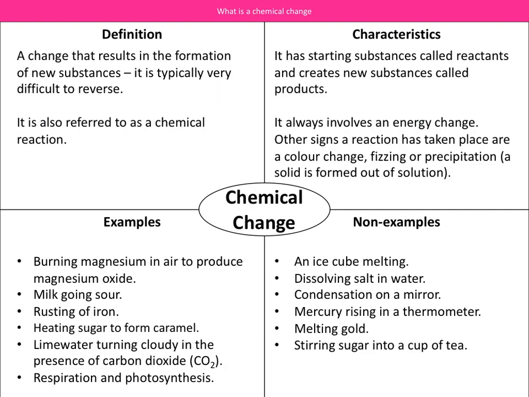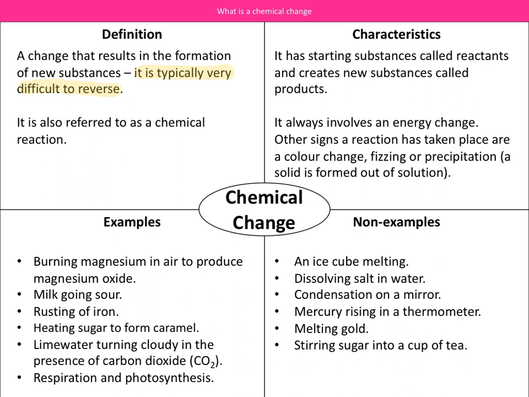So we've got a similar page now for chemical change. One of the things you'll note in the definition is that I mention it being typically very difficult to reverse. Quite often you might see descriptions where they say chemical changes can't be reversed. They can, or most of them can, but it's typically very, very difficult. And so it's a useful rule of thumb.